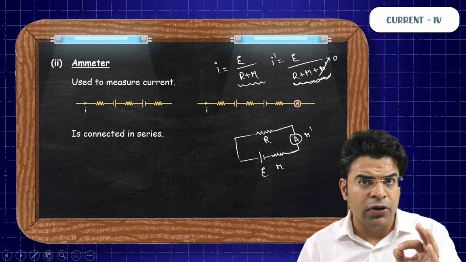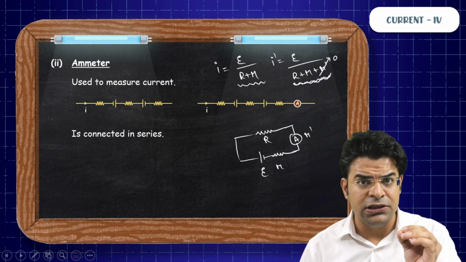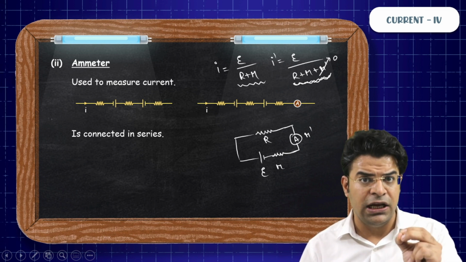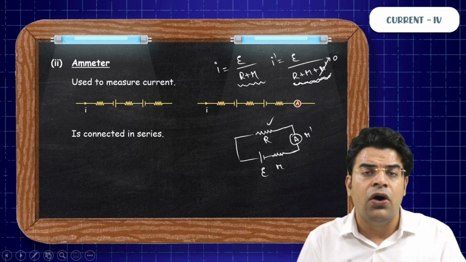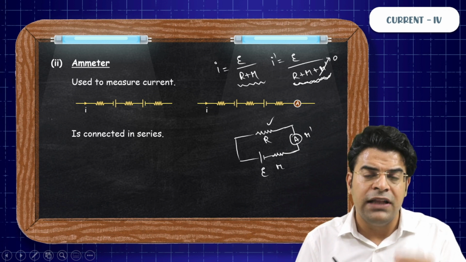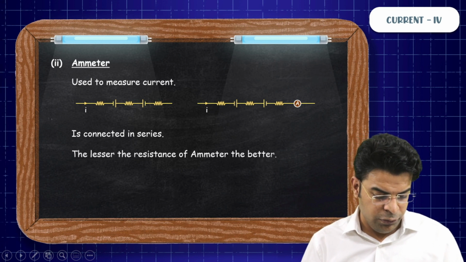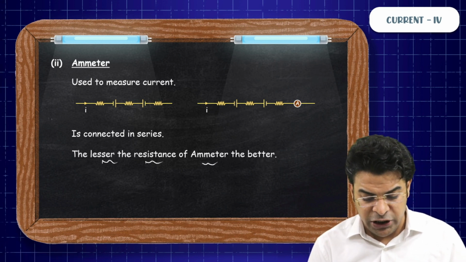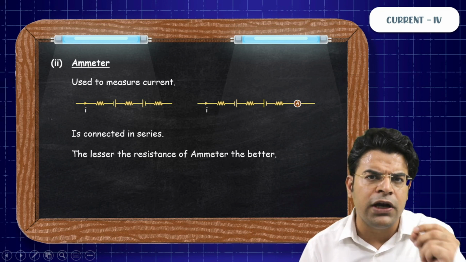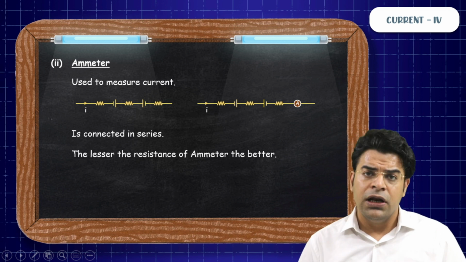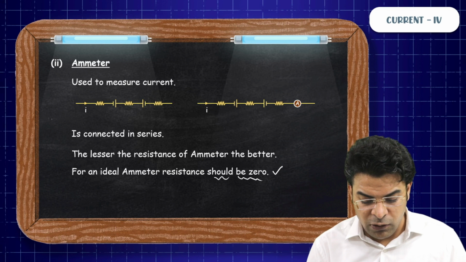So remember that the job of ammeter is to measure current. It is connected in series. Since it is connected in series and we want the current in the circuit not to change drastically on connection of ammeter, that's why we use an ammeter of very low resistance. So the lesser the resistance of ammeter, the better. The lesser the resistance of the ammeter, the more accurate reading the ammeter will give. Now, for an ideal ammeter, remember that the resistance should be equal to 0.